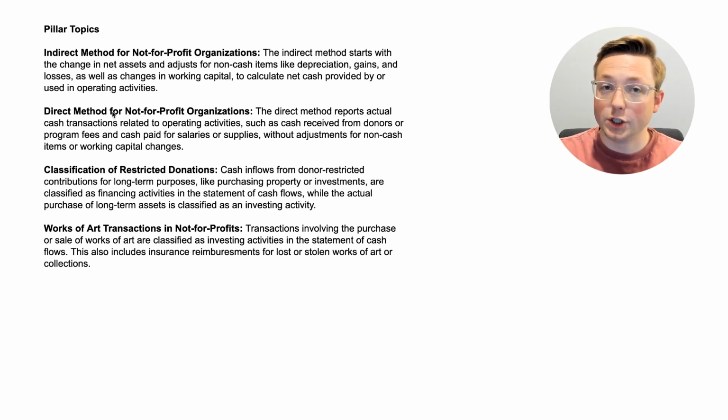The direct method, which you won't be tested on for a for-profit organization, but you may be tested on for not-for-profit organizations. This reports actual cash transactions related to operating activities, such as cash received from donors, all the same things, but you don't do any adjustments for non-cash items or working capital changes. Next, as far as the classification of restricted donations, cash inflows from donor restricted contributions for long-term purposes like purchasing property or investments are classified as financing activities in the statement of cash flows, while the actual purchase of long-term assets is classified as an investing activity.